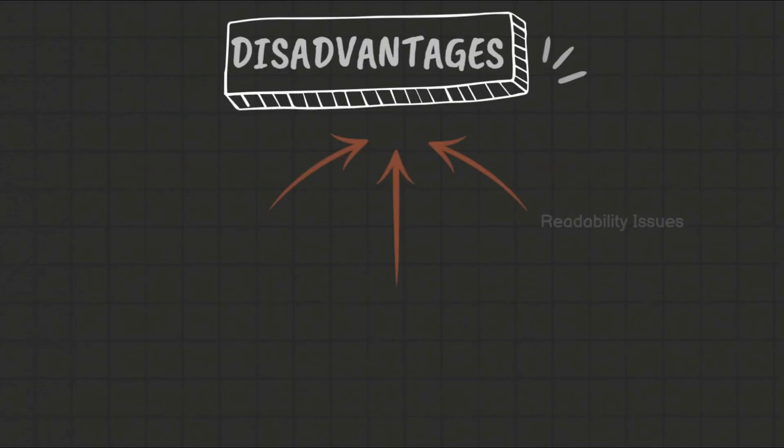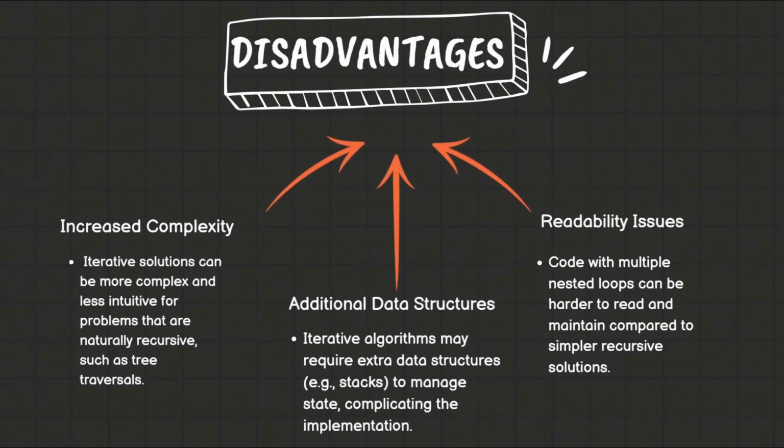The disadvantages of non-recursive algorithm. However, non-recursive algorithms do have some drawbacks. They can be more complex to implement, especially for problems that are naturally recursive, such as tree traversals. This complexity can lead to code that is harder to read and maintain, especially when dealing with multiple nested loops. Additionally, non-recursive solutions may require additional data structures to manage the state, complicating the implementation further.